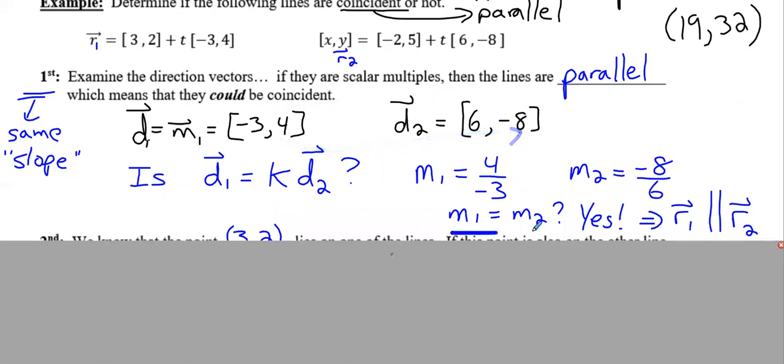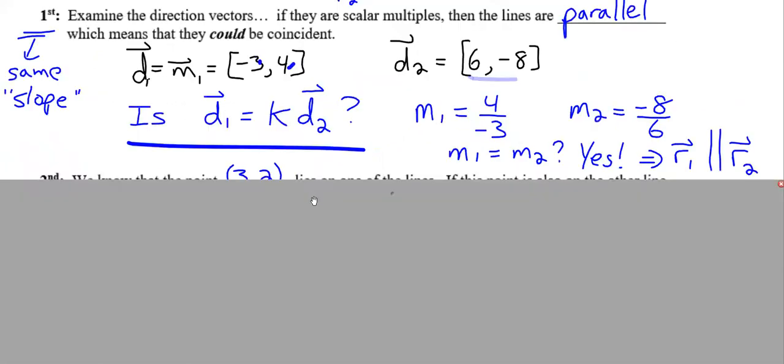Since they are scalar multiples, one way to do it is to set up a ratio, or basically calculate the slopes using what you have here. The y component divided by the x component. If you get the same slopes, then they're parallel, right?